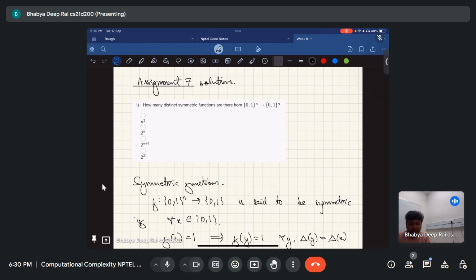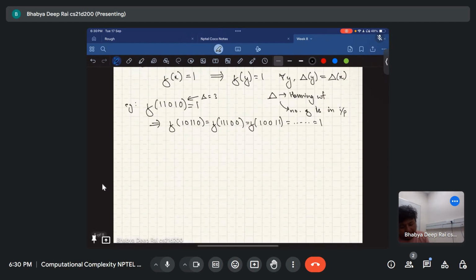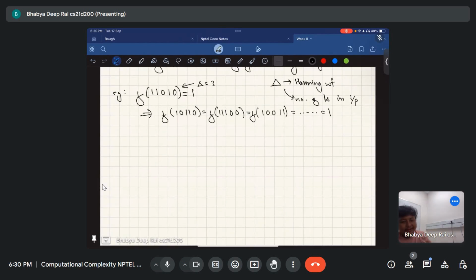Now you simply do the following. Instead of thinking of evaluating on each of the inputs, think of evaluating on strings that have the common Hamming weight. What you do is divide the inputs into different weight classes.